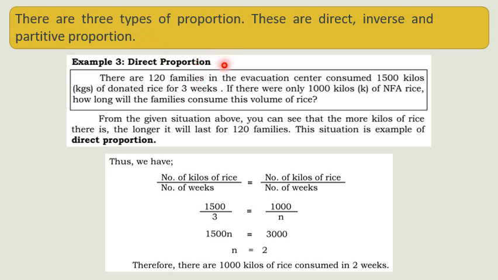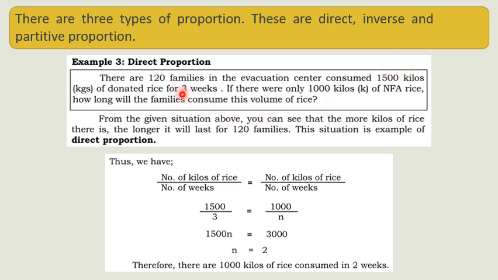So, tingnan natin dito sa problem. There are 120 families in the evacuation center consume 1,500 kilos of donated rice for 3 weeks. If there were only 1,000 kilos of NFA rice, how long will the families consume this volume of rice? So, yung 1,500 kilos nako-consume ng 120 families sa 3 linggo. Eh, 1,000 kilo lang yung bigas. So, ilang linggo naman siya mako-consume ng families?